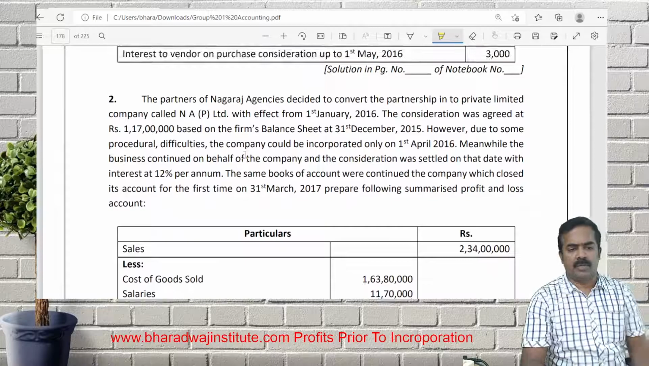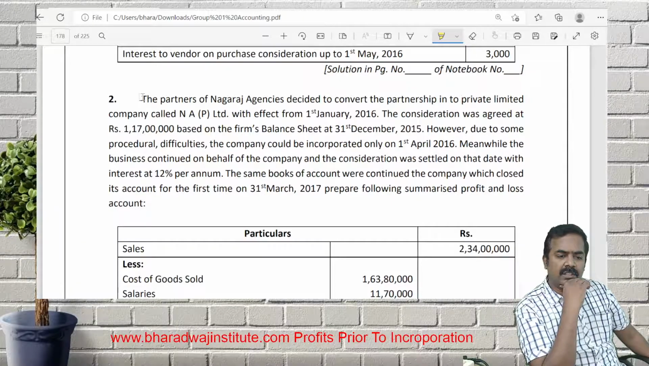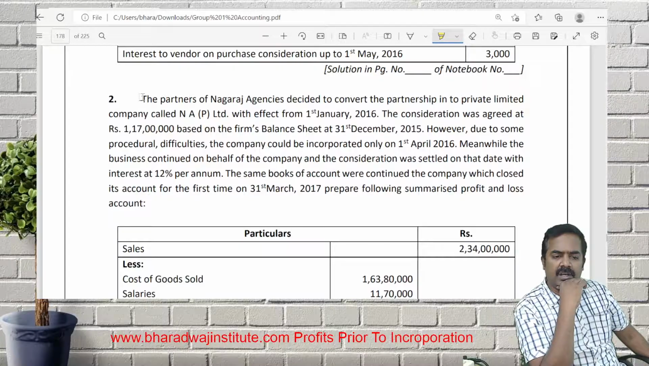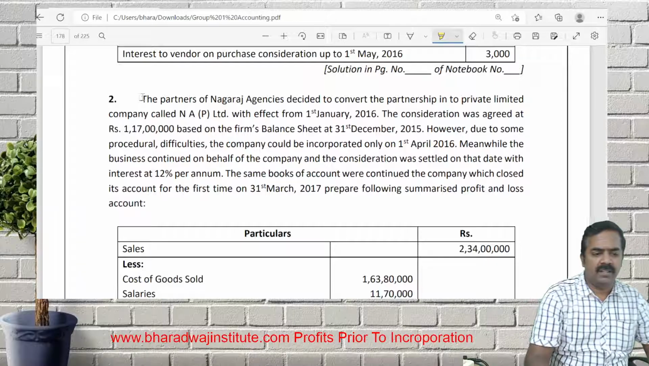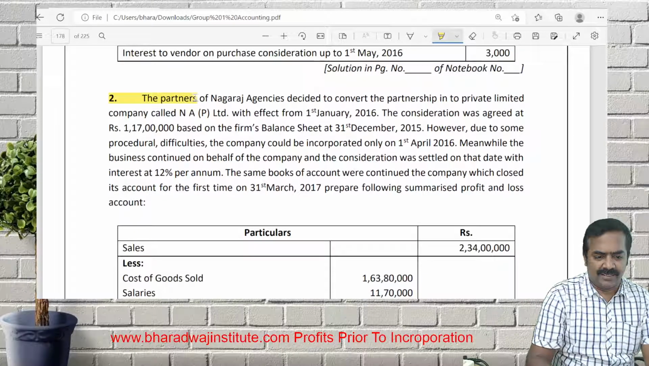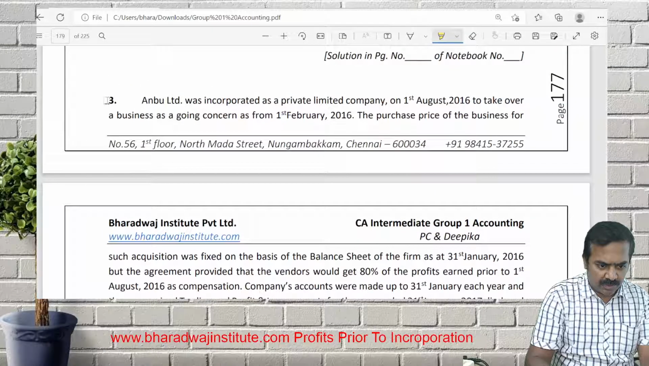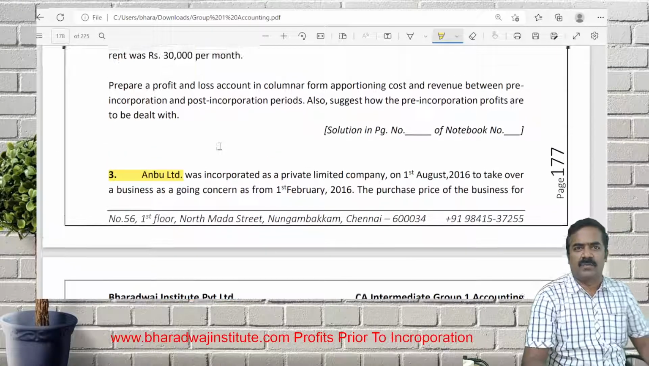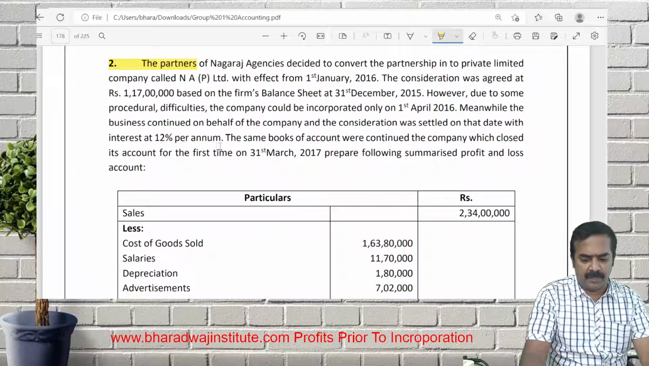Come to question number 2. The partners of Nagaraj Agencies decided to convert the partnership into a private limited company. Okay. Question number 2 and question number 3 are for your homework. Try to work them out. Wait, let me check the answer and give it to you.